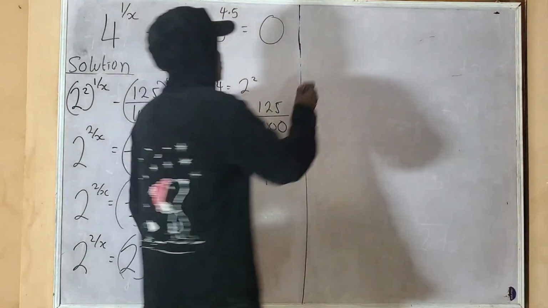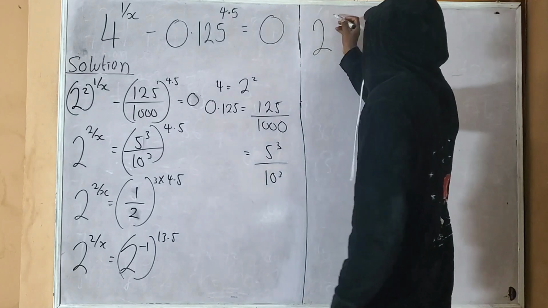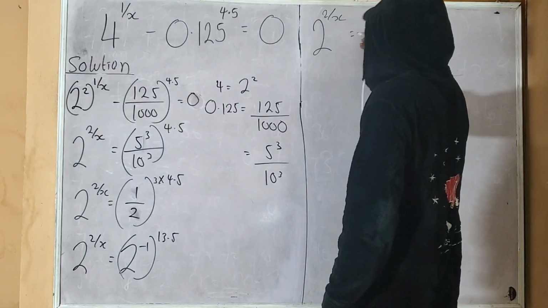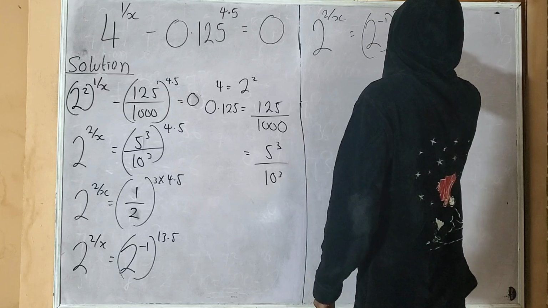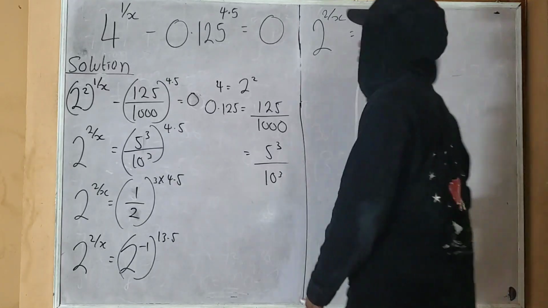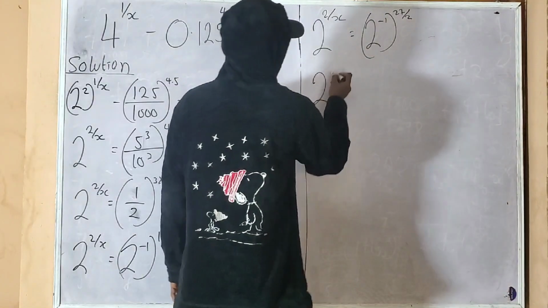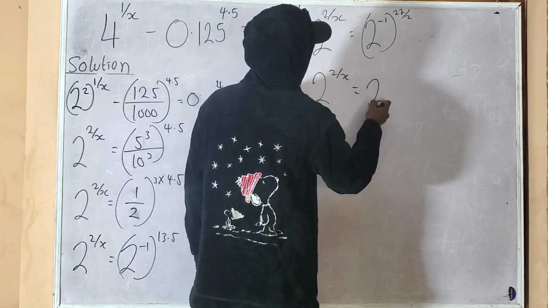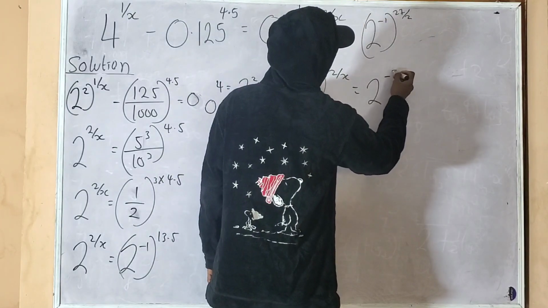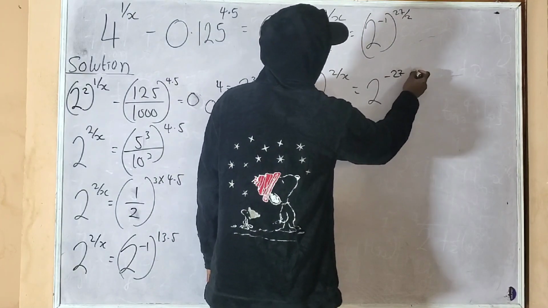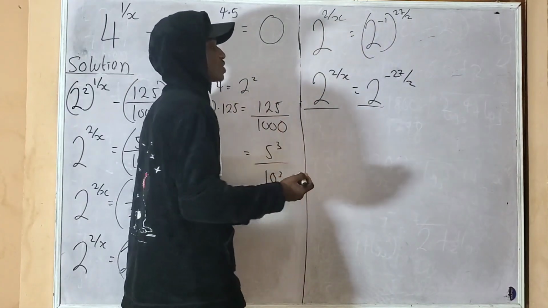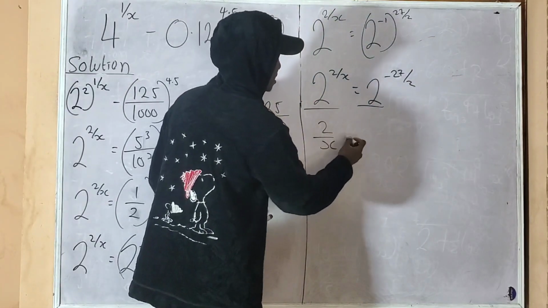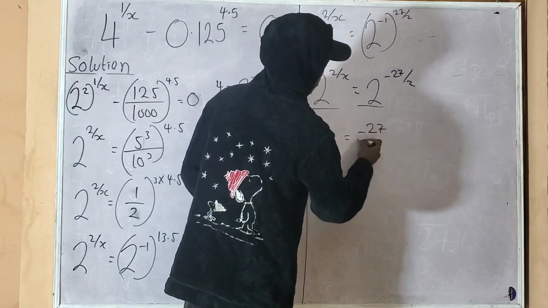Now, do you know that 13.5 can be written as 27 over 2, right? So we are going to have 2 raised to the power of 2 over x is equal to 2 raised to the power of negative 1 raised to the power of 27 over 2, right? So we are going to have 2 raised to the power of 2 over x is equal to 2 raised to the power of negative 27 over 2. Now, the base being equal, we can set the power to be equal. So 2 over x is equal to negative 27 over 2.